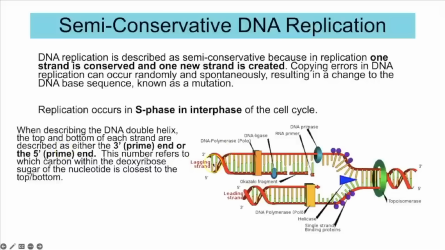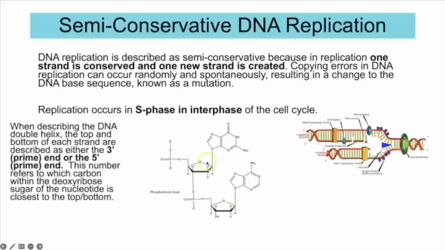top and the bottom of each strand have a particular term. We call it the 3', and this symbol here means prime, so 3' end or the 5' end. And this is determined by which carbon within the deoxyribose sugar of the nucleotide is closest to the top or the bottom. So this side, we're told it is the 3' end.